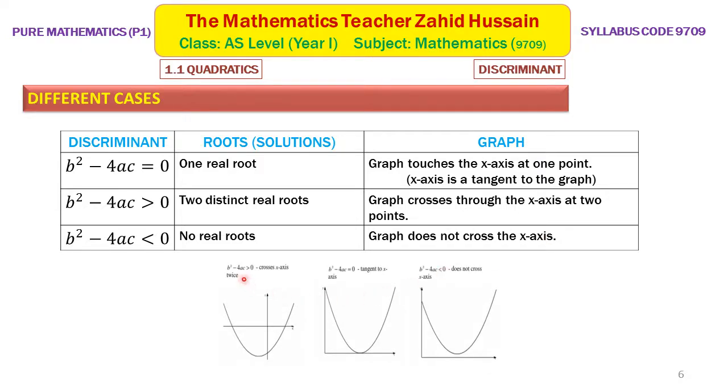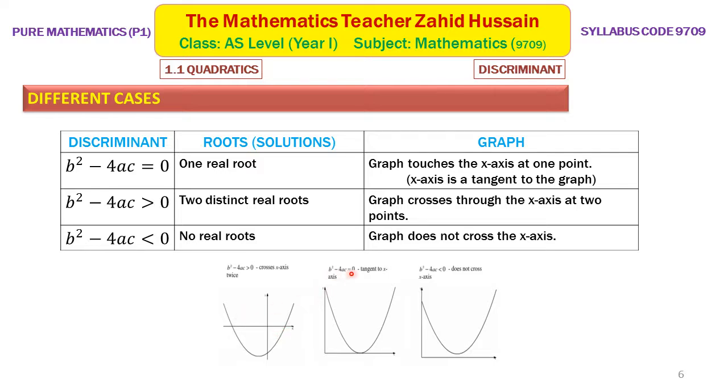If b square minus 4ac is greater than 0, graph crosses x-axis at 2 points. One is this and other is this. Both may be positive, both may be negative, or one positive or negative. Now in this case, this parabola opens up. The parabola may open down and can cross x-axis at 2 points.